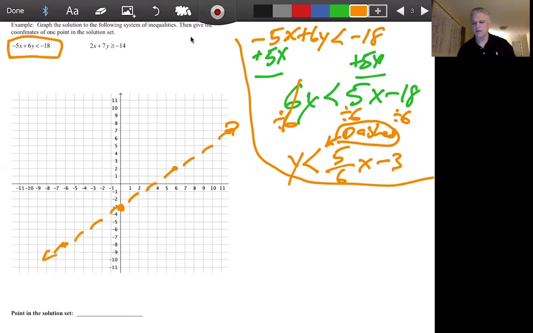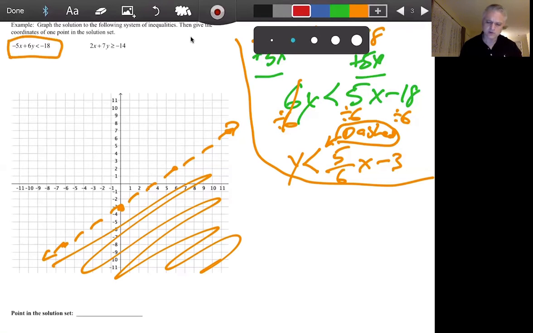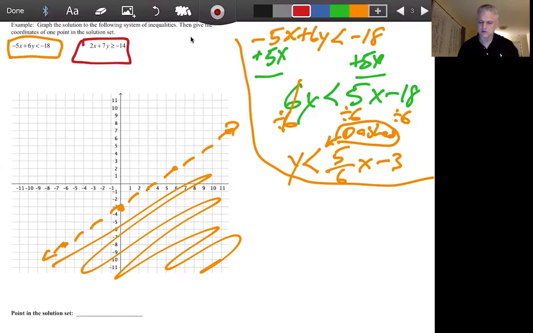Okay, this is less than. Less than is going to be all of that giant region. Okay, so now in red, let's bring that inequality over here so we can work on it here. Let's try that again.